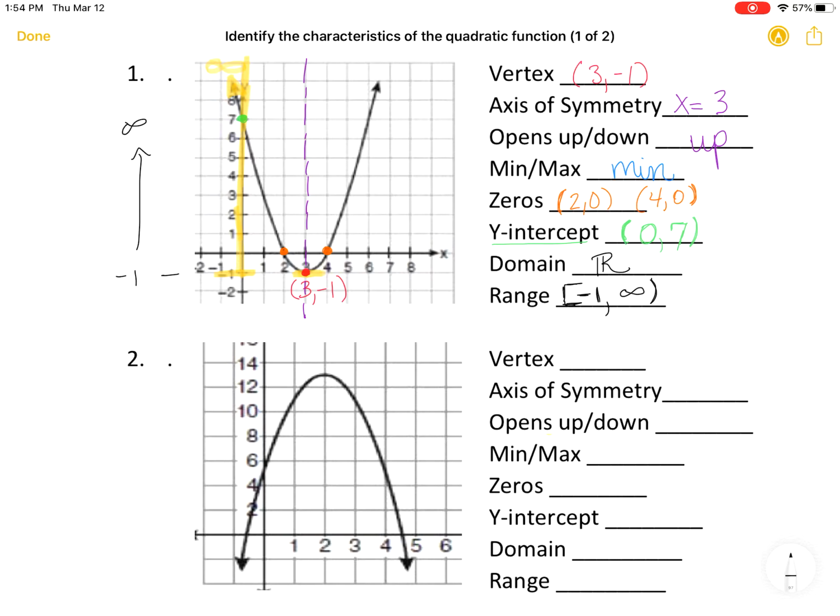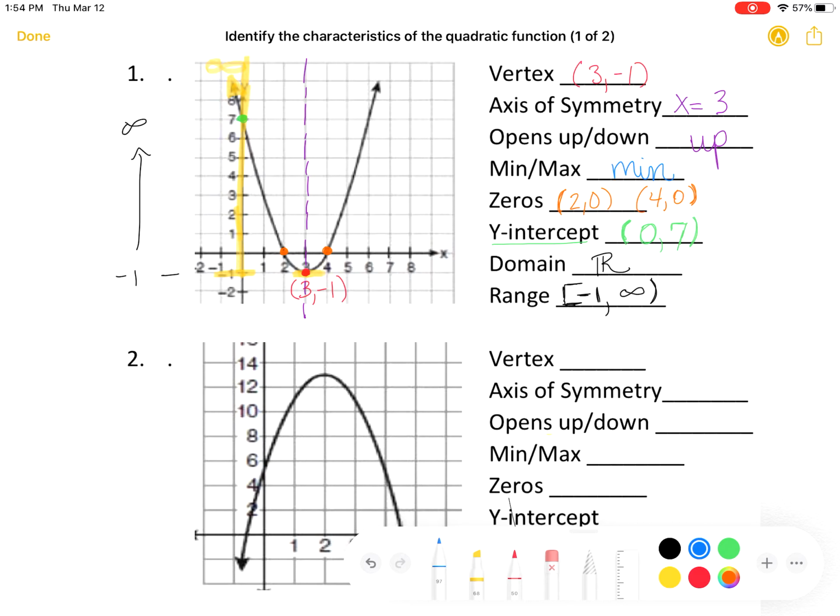All right, let's look at the second one. So these are in the same order. You're going to identify your vertex, your axis of symmetry, your opening direction, whether or not you have a minimum or maximum, your zeros, your y-intercept, and your domain and range. Now, you don't have to do those in that order. That just happens to be the order that they're listed. So I'm just going to go down through them in order. But if you are more comfortable with answering some of those first, then you can absolutely do that.